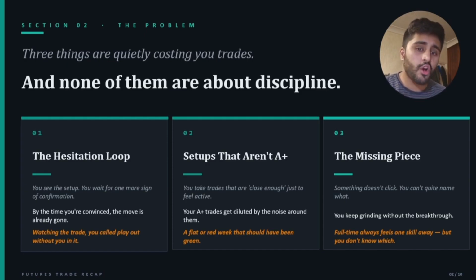So these are the 3 common problems that I see with traders. I'm the founder of Price Action Labs. I work with traders all across the world, 250 plus traders at this point. And these are the 3 problems I see in 2026 that are holding traders back. The hesitation loop: having good confluences but not being able to pull the trigger at the right time. There's a process to overcome that. And setups that you take which seem like A+ setups, but they're not really A+ setups.